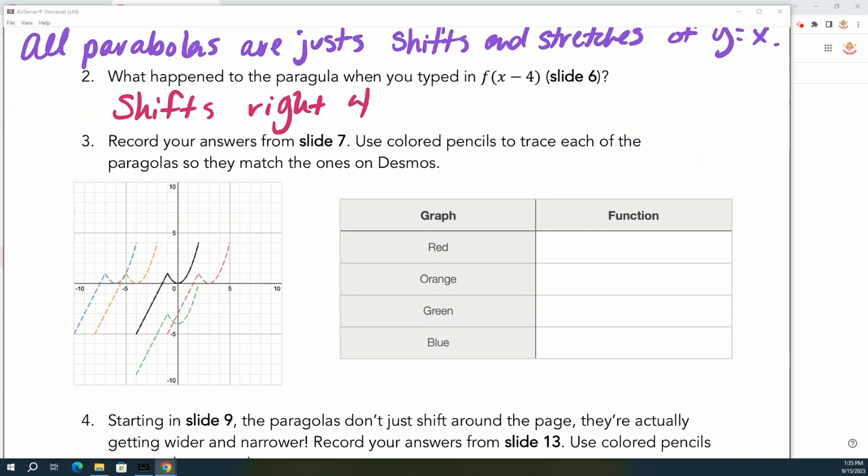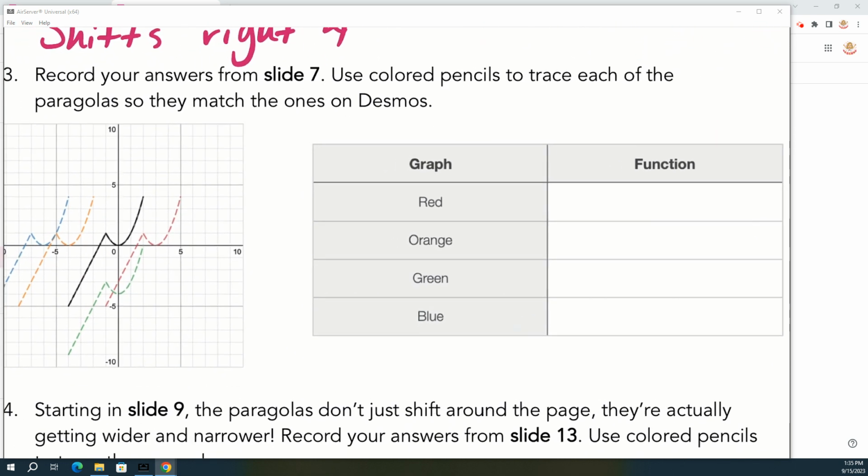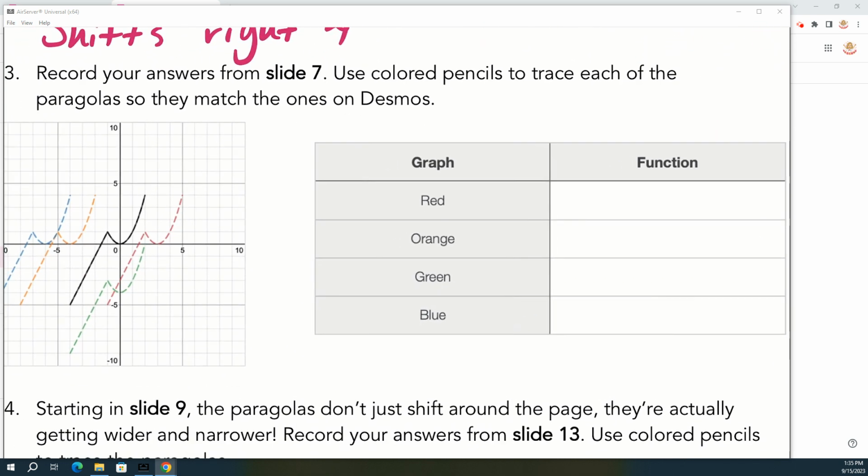All right, and so this was slide 7, and you wanted to move the black parabola on top of the red parabola. So how do you do that? Good. So to shift that to the right, you're going to subtract 3. All right, and then to move on top of the orange, we want to go to the left. So you're going to add to go to the left.